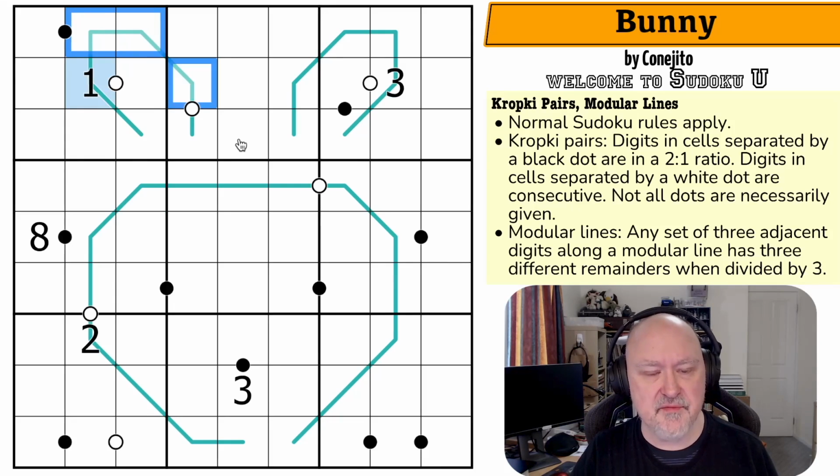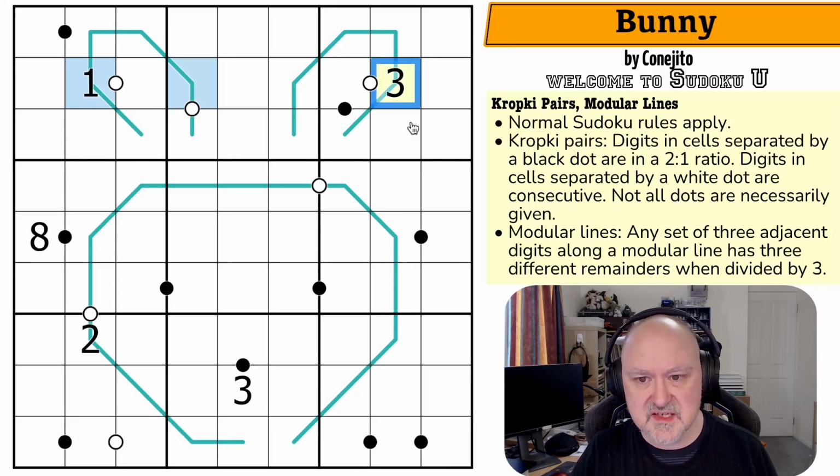But this set of 3 needs a digit from 147, and I can't put a 147 in there, so this is from 147. Similarly, this is from 369. So these are from 147. Well, these are from remainder 1 and remainder 2, because this is remainder 0. This group needs a remainder 0, and it must be there.